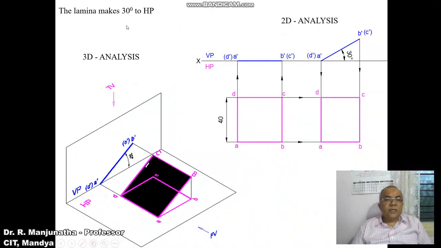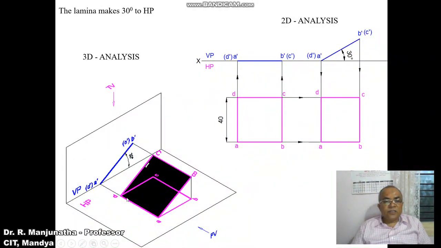Now in the second position, he says the lamina makes 30 degrees to HP. So the initial position was 40 mm, and when it is rotated by an angle of 30 degrees, this will be the second position top view, wherein the lamina is inclined to HP and perpendicular to VP. So still you are getting a line in the front view. And when you are projecting these points, it will be B and C here. So this will have an apparent shape, because A dash B dash is inclined to HP. That is AB which is inclined to HP. Therefore, you are getting an apparent length here.